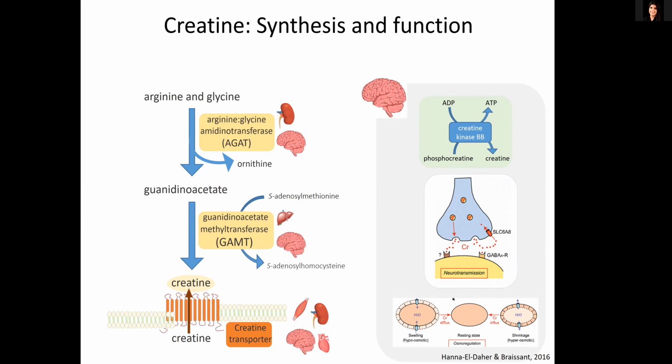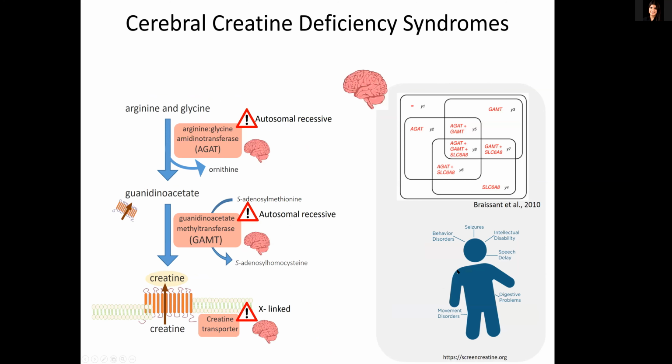Now, talking about cerebral creatine deficiency syndrome. On the left-hand side you can see the two enzymes, AGAT and GAMT, which are autosomal recessive, and the third, the transporter, which is X-linked. So one of these three could be impaired, and as a result the patient could suffer from various behavioral disorders. There is a varying range of symptoms. One could suffer from seizures, intellectual disability, delay in speech, digestive problems, and movement disorders.